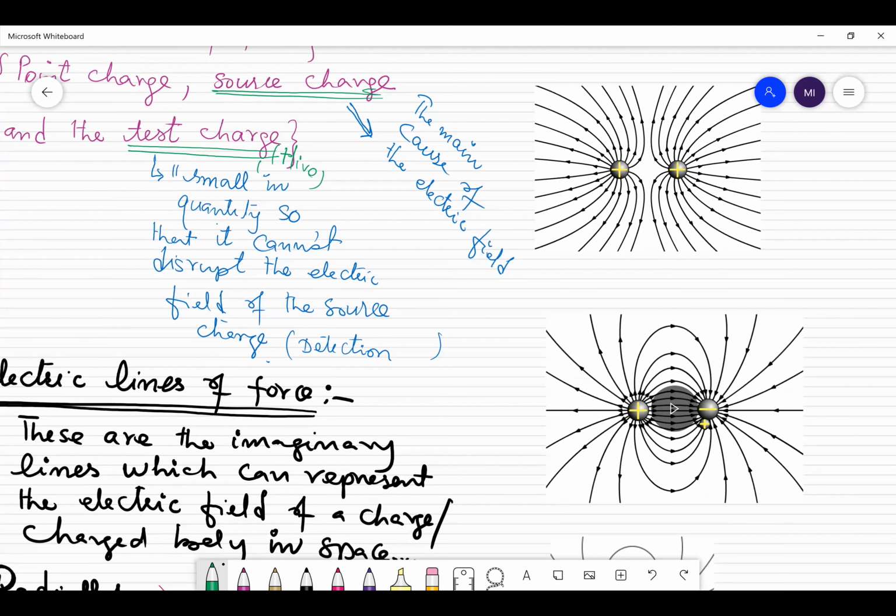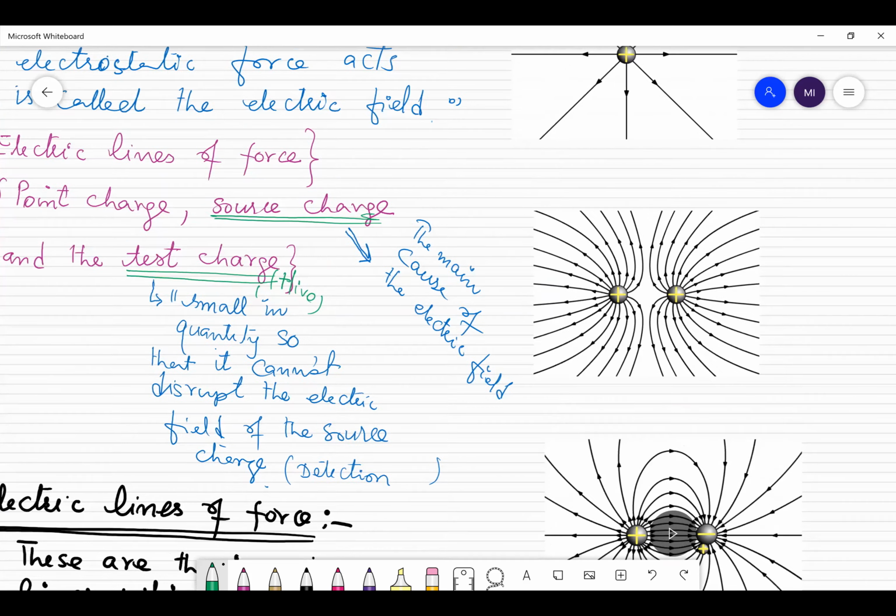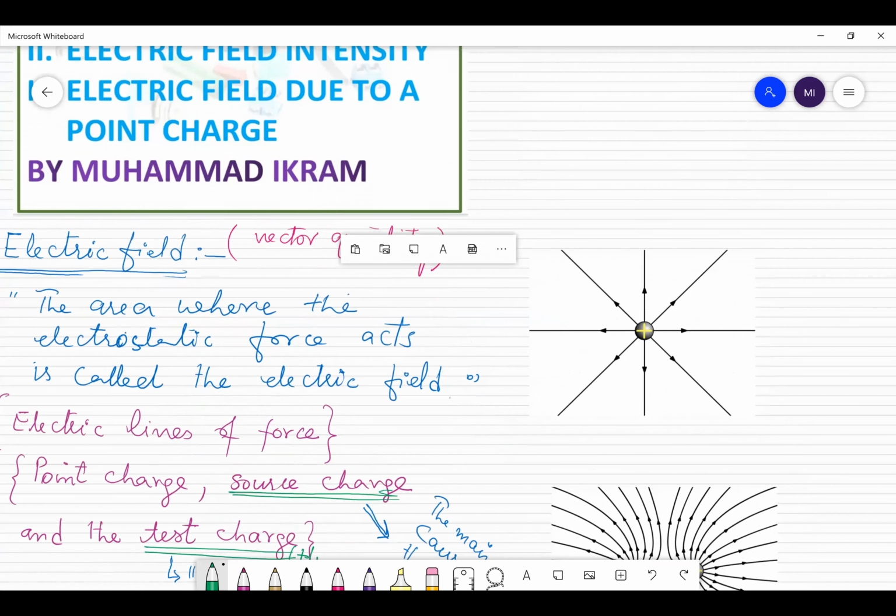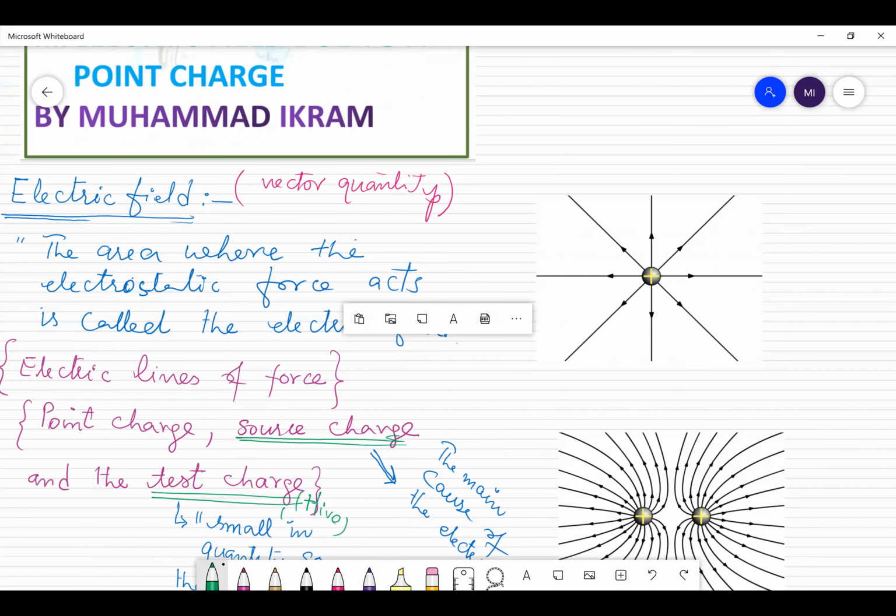You see here, look, in the first case, in this diagram, the lines are closer in this region. You just see, look, the field, let me play this.